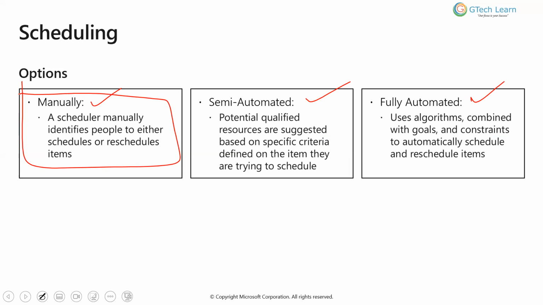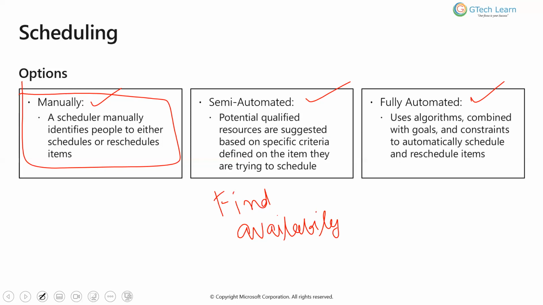The second one is the semi-automated. The semi-automated mode utilizes one button here, and the button name is Find Availability. It is going to use my schedule assistant. Using the schedule assistant, it will find the perfect resource in my environment to schedule for my current work order.